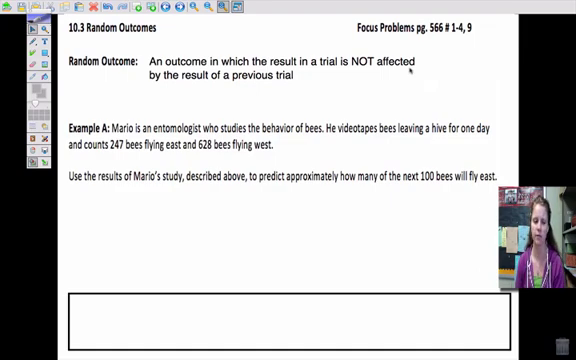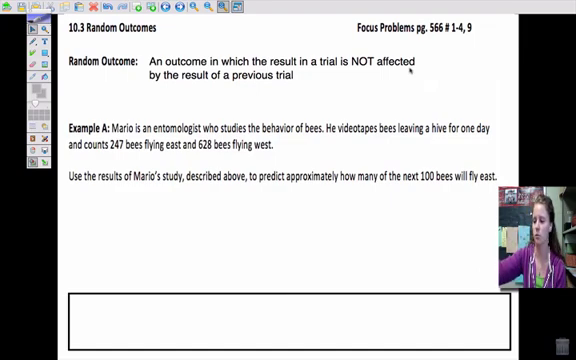Okay, so if we dive right into an example here, Mario is studying bees, and so he videotapes bees leaving a hive for one day, and he counts 247 bees that fly east and 628 bees that fly west. Okay, so we've talked before. This would be an experiment. So we're going to talk about experimental probability.